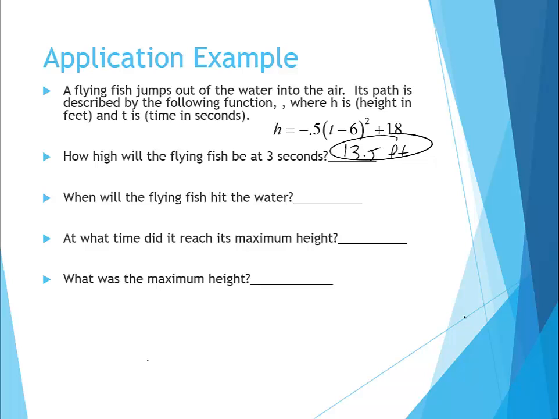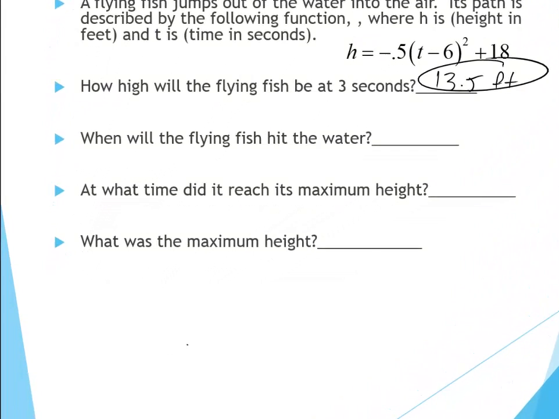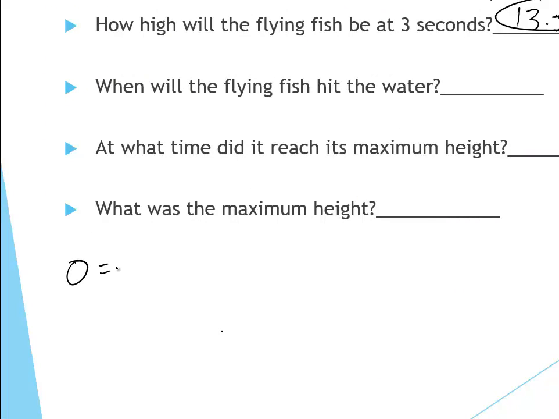And so if he's hitting the water, what height is he at if he's at water level? 0 feet. So in order to find time for when he hits the water, we need to set h equal to 0. So set it equal to 0. 0 equals negative 0.5 times t minus 6 squared plus 18. And this just becomes like the previous slide. We're just solving for t, solving for x. Okay, so let's go ahead and get that done.